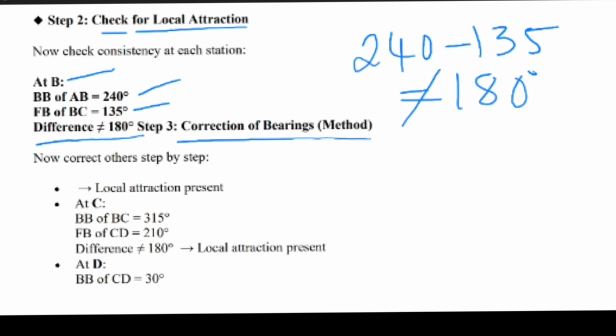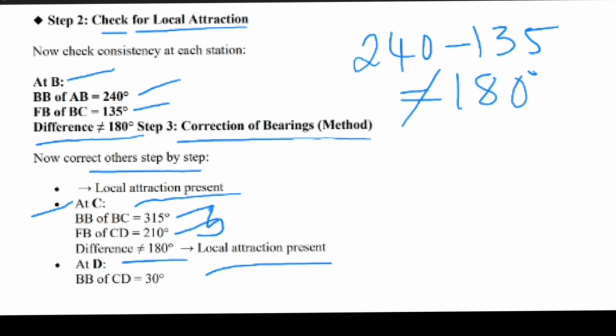Understood? If you take the forebearing and back bearing of the line and they are not equal to 180 degree difference, there you have to check it. The first step is to check the local attraction present at the point C. So we have to go for back bearing of BC and forebearing of CD. If it is not equal to 180 degree, that point is affected by local attraction. You have to find out the difference between the two, and you will get the value of that. Above all, you have to calculate like that only.